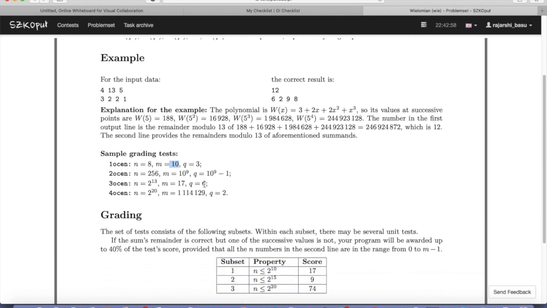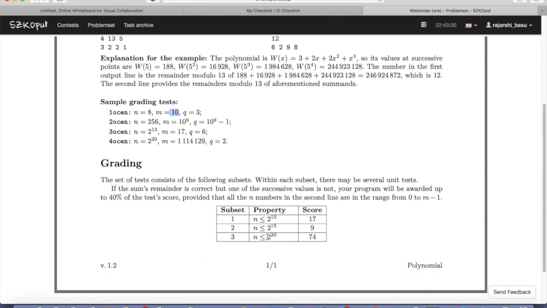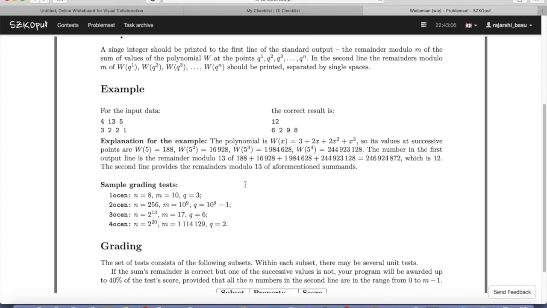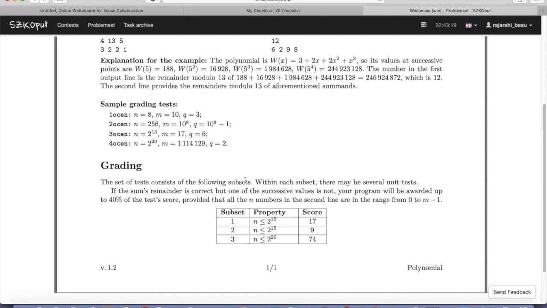Now the constraints are pretty high. You have 2 to the power 20 in the worst case scenario. Well, what is the most obvious way? You can just compute the polynomial using Horner's rule in order n time, but that will take you order n time for every point that you calculate. So that will take you n squared time overall. That is only enough to pass the first subtask. So we will try to solve this problem for the full 100 points.